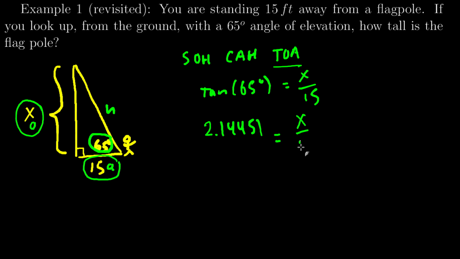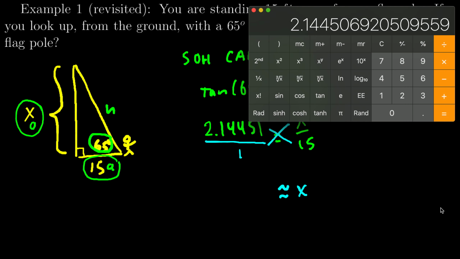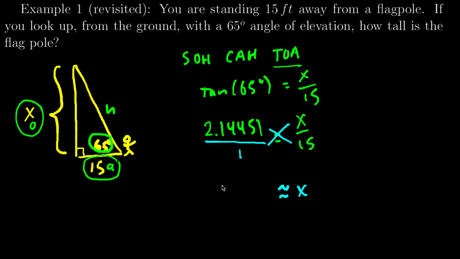I have x over 15 over there, and the simplest way, not always the quickest way, but the simplest way, is just make a proportion and cross multiply, so I'll get x times 1 is x, which should be approximate. And 15 times this is about 32.168. And I'll stick in here that we measured this in feet, so this length will also be in feet.